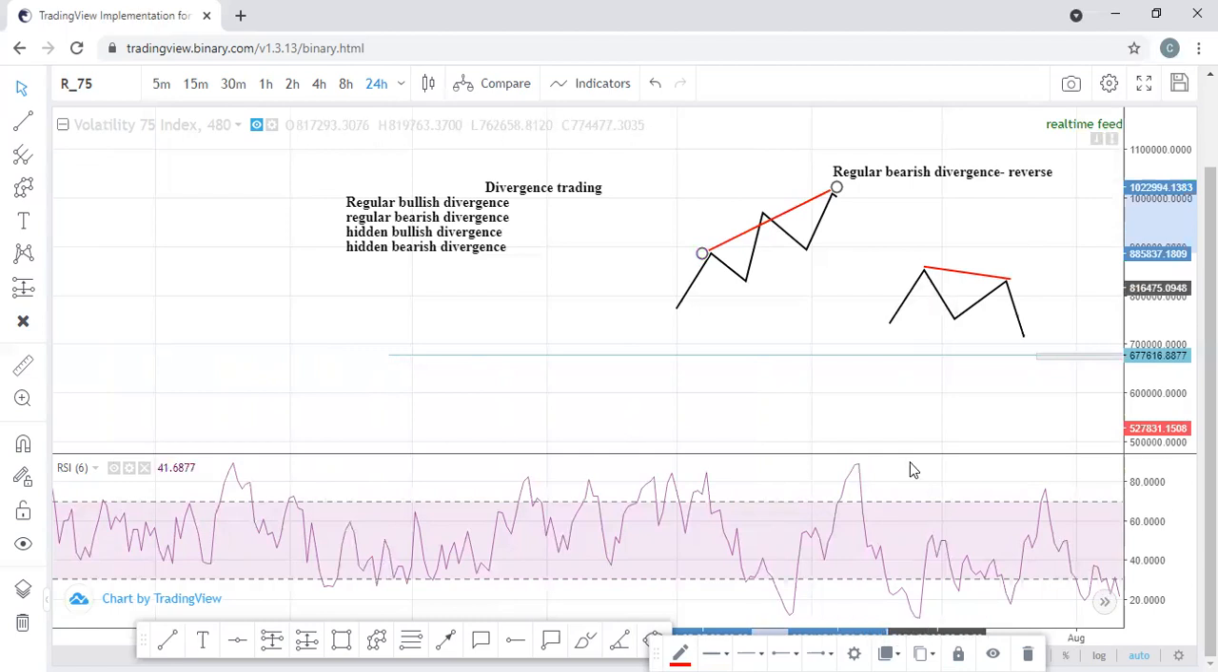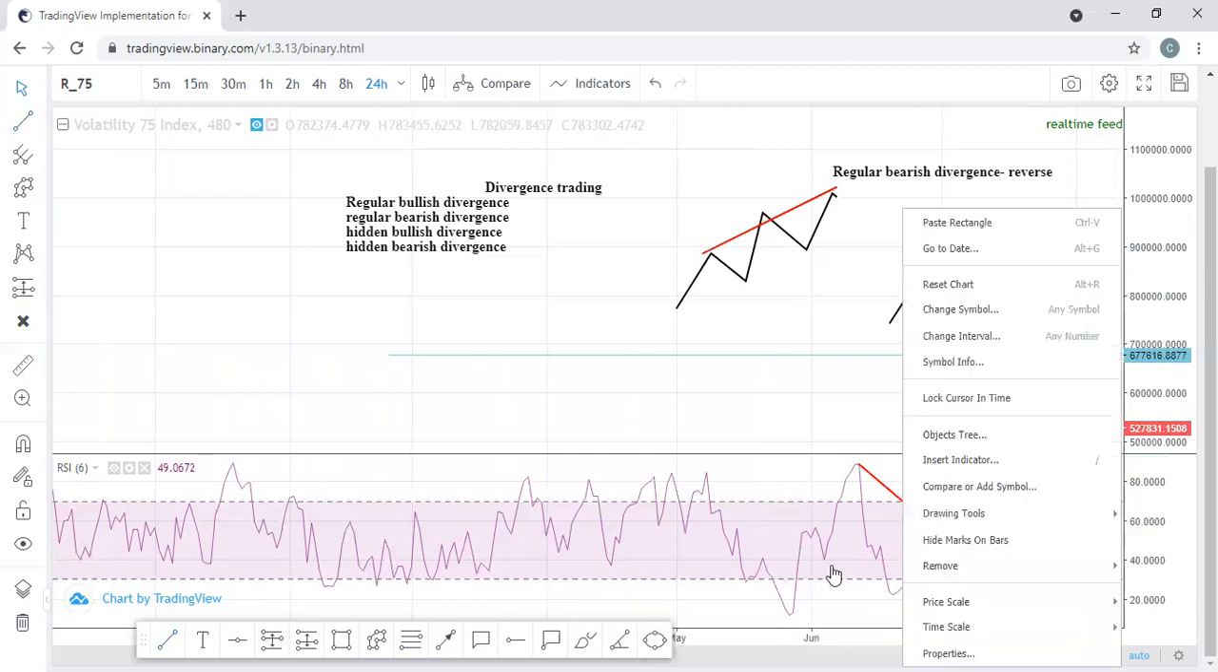This is a regular bearish divergence. So you see the market doing this. We'll check the chart for this later on. So see the market doing something like this. The same thing here. So this is a regular bearish divergence. A regular divergence is a reversal.